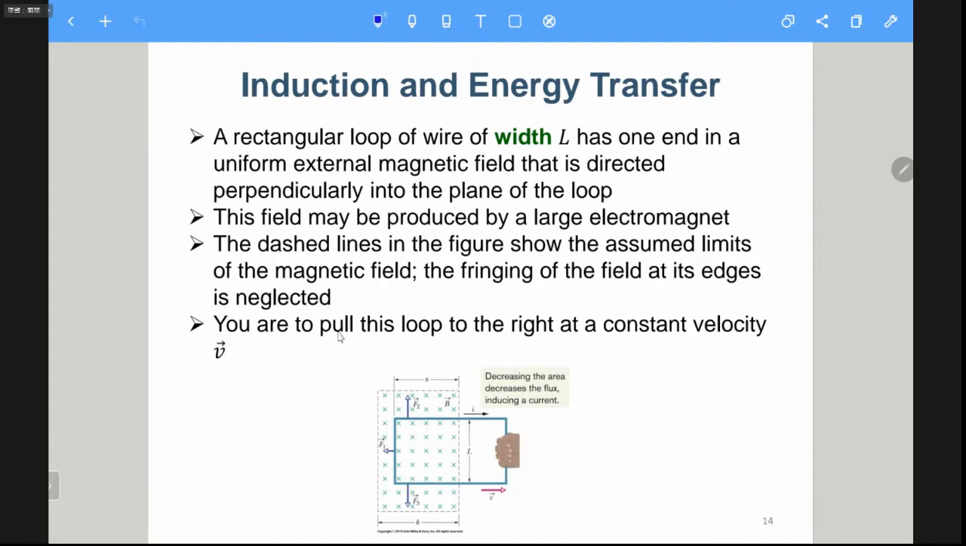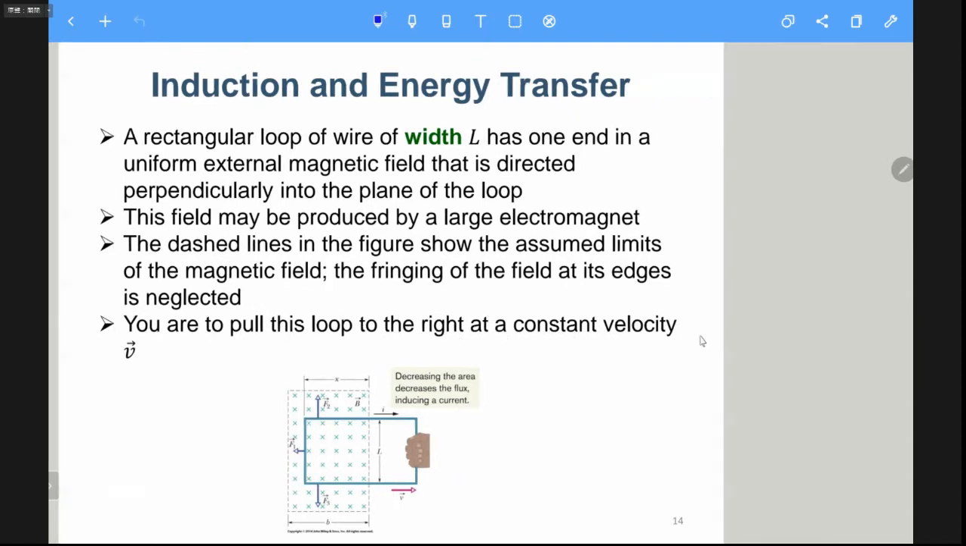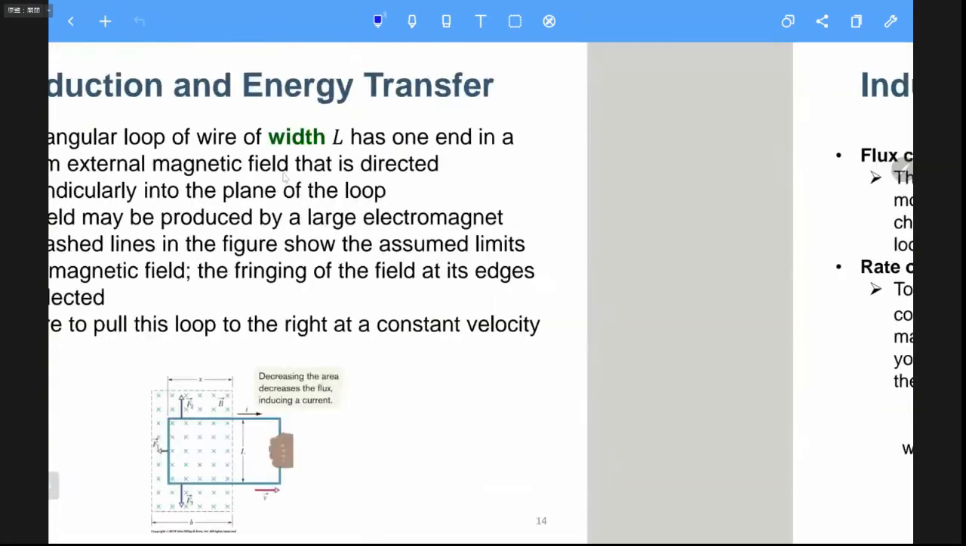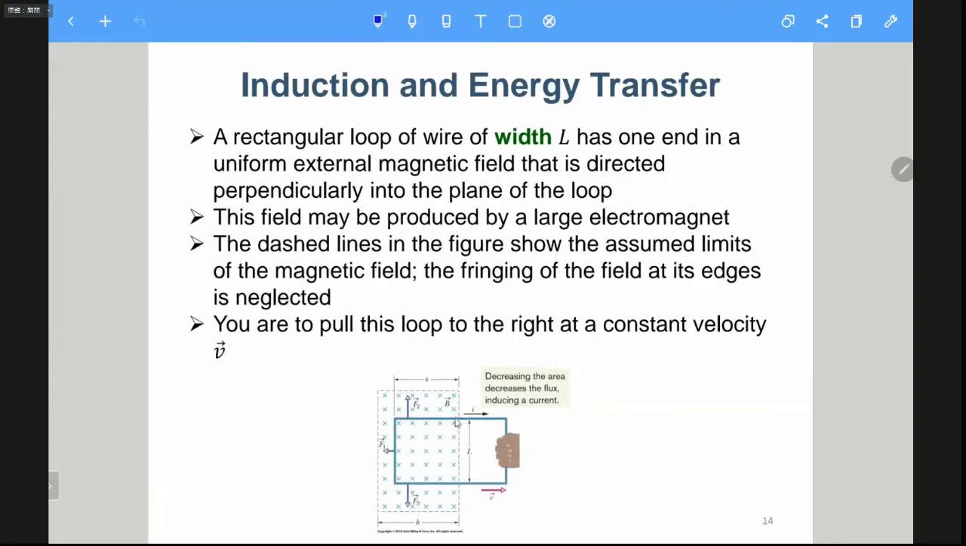You are to pull this loop to the right, so there's a constant velocity pointing to the right side. There will be a flux change, because the magnetic field only appears in this region.